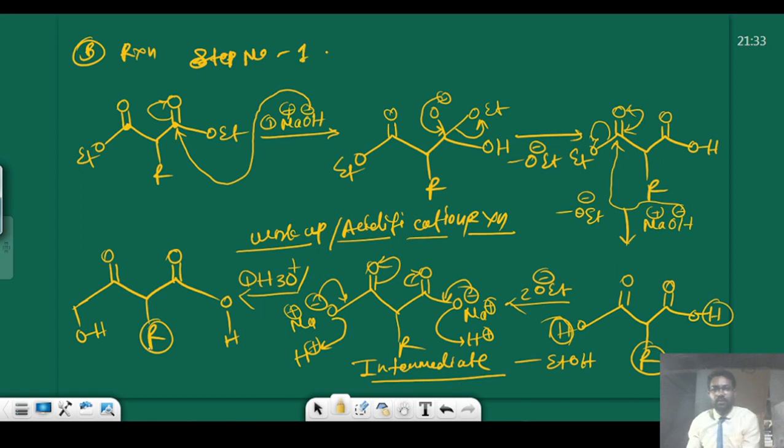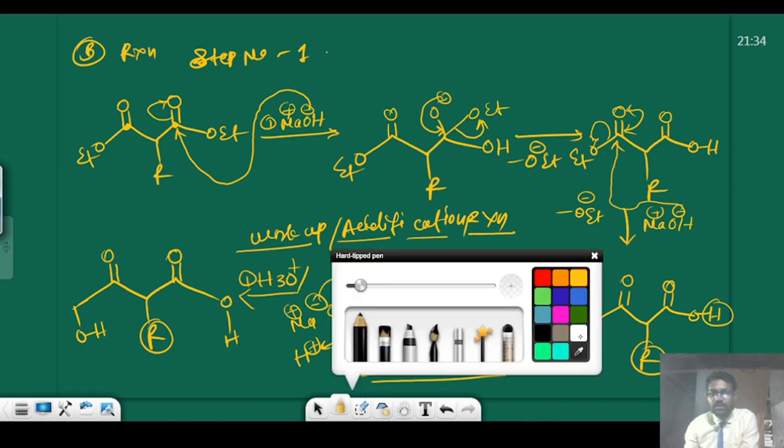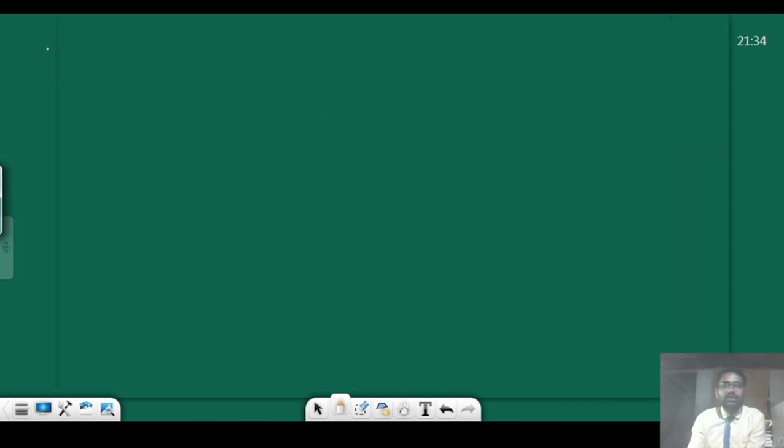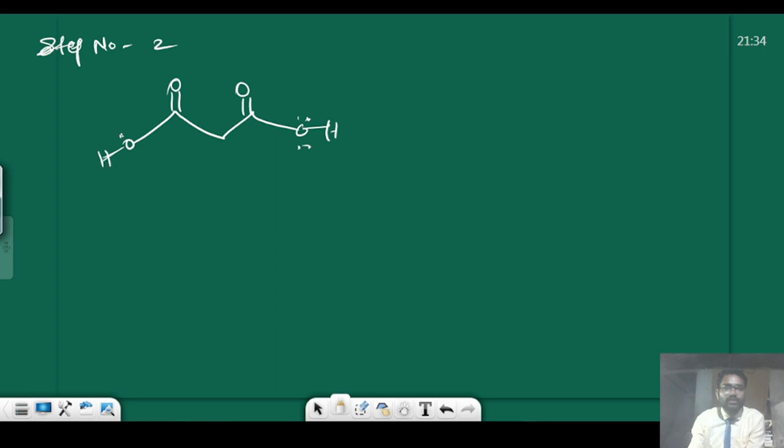Let us discuss step number 2, that is decarboxylation. What we have generated in step number 2 is this particular system: C double bond O OH, C double bond O OH, and C double bond O OH. And this is the alkyl system.